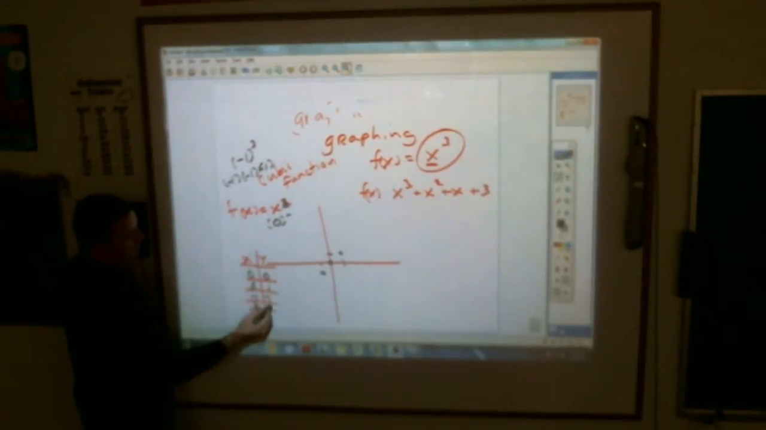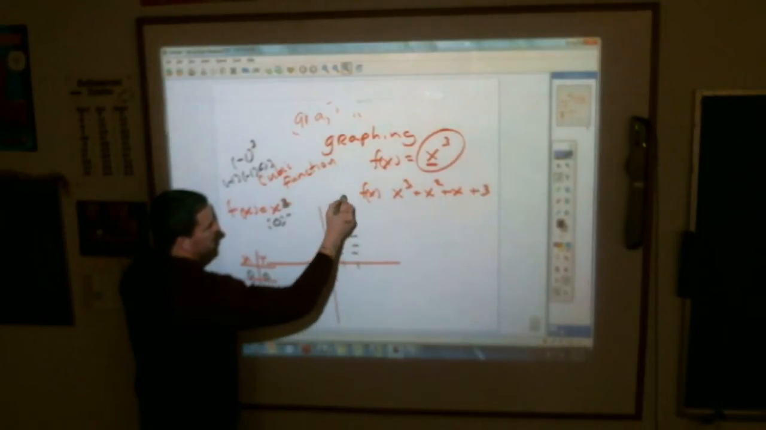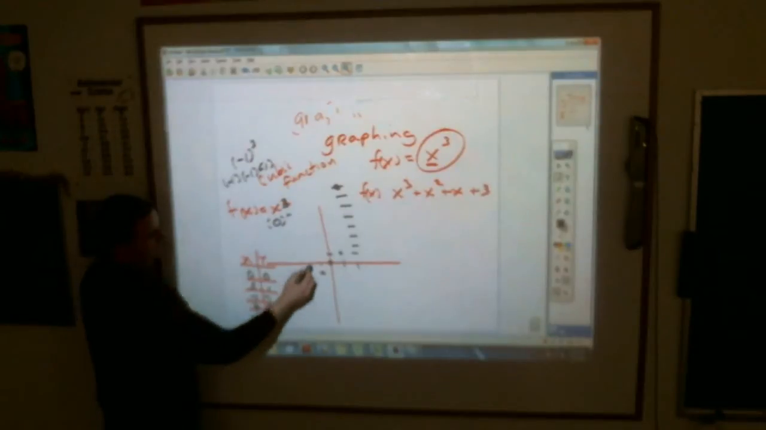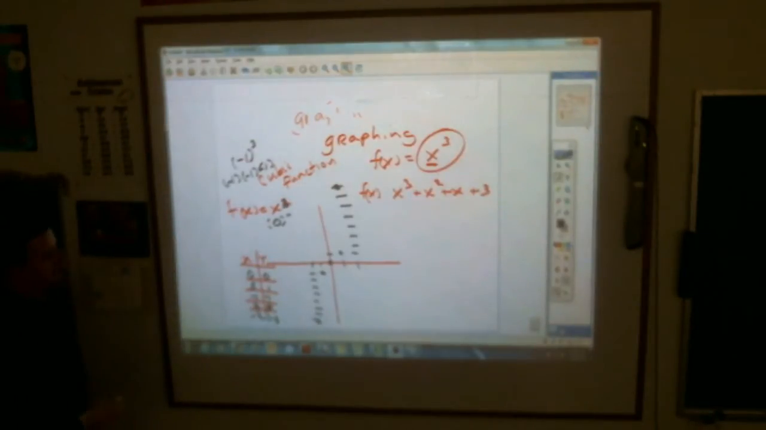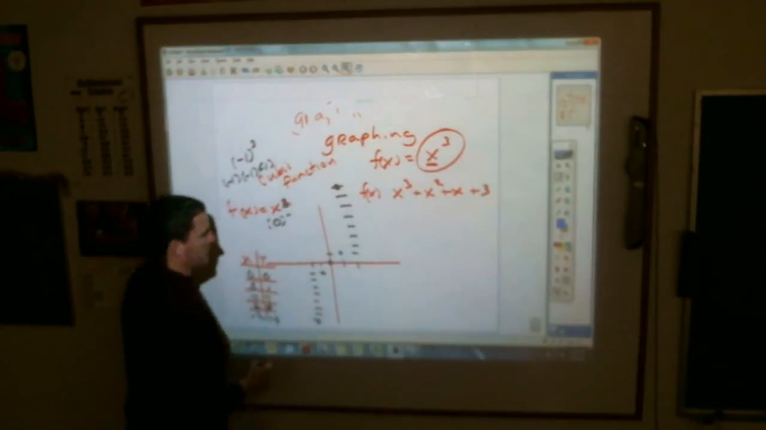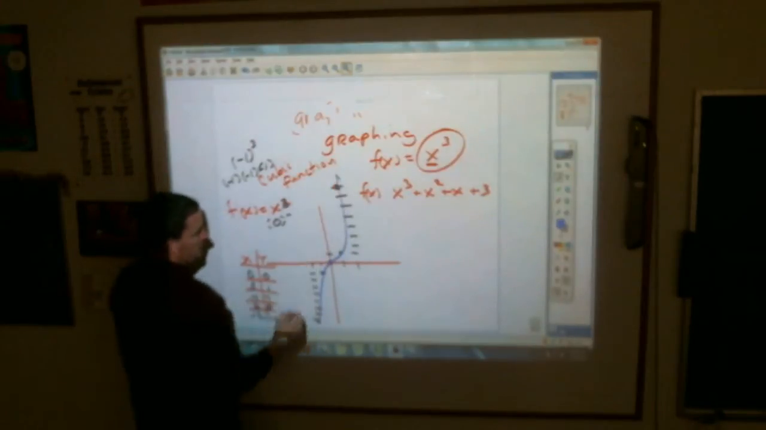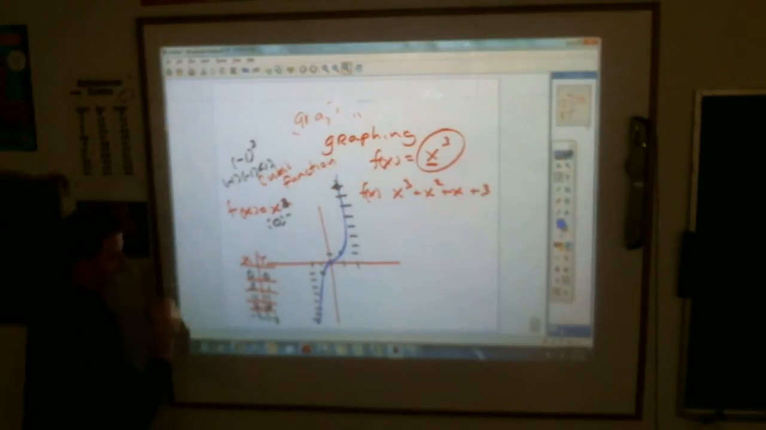2 is going to be 8. 1, 2, 3, 4, 5, 6, 7, 8. And negative 2 is going to be negative 8. So you're going to get 1, 2, 3, 4, 5, 6, 7, 8. And here, children, is what the parent graph of x cubed looks like. It goes like this and like this. Whoa. That's pretty cool.